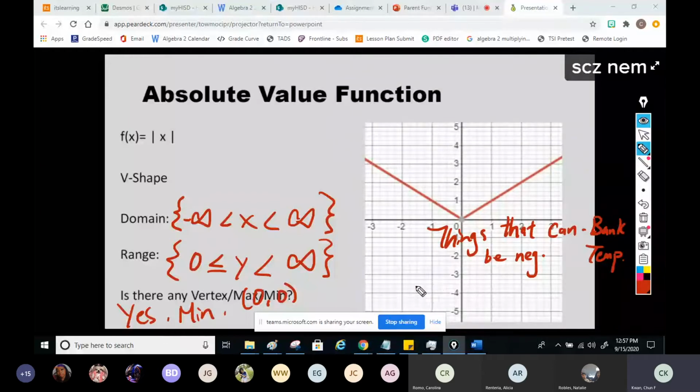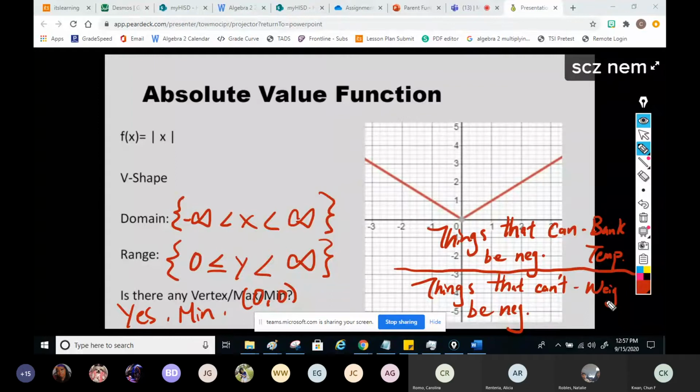But what are some things that cannot be negative? So for example, weight. Can you be negative 100 pounds? Not really, right? You can't be negative 100 pounds. What about height? Can you be negative 5 feet tall? Nope.